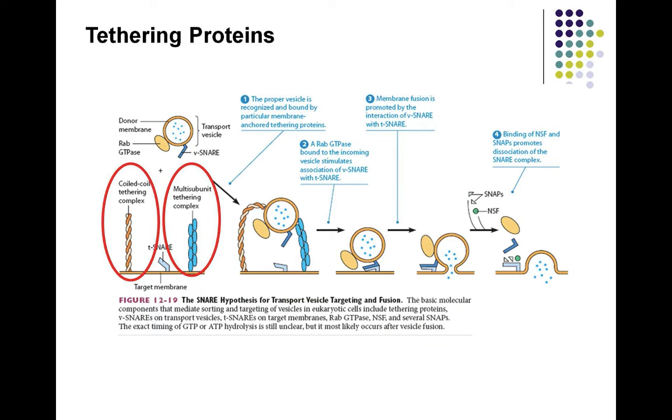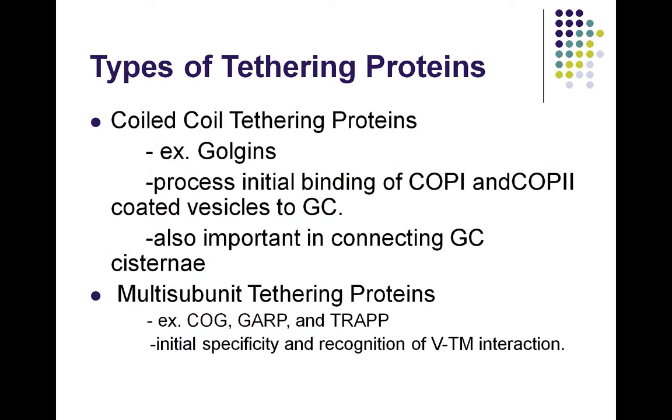There are different types of tethering proteins. The two types generally are the coiled coil tethering proteins and the multi-subunit tethering proteins. So let's take a look at them. The coiled coil tethering proteins, a very popular example, are the Golgins. They mediate the initial binding of COPI and COPII coated vesicles to the Golgi complex, in the case of Golgin.